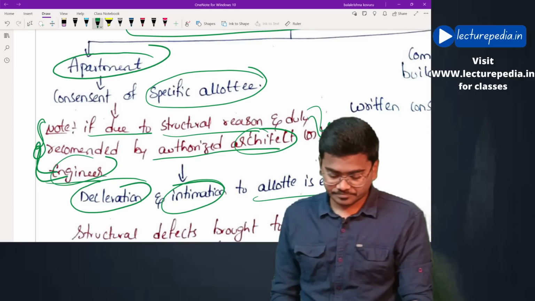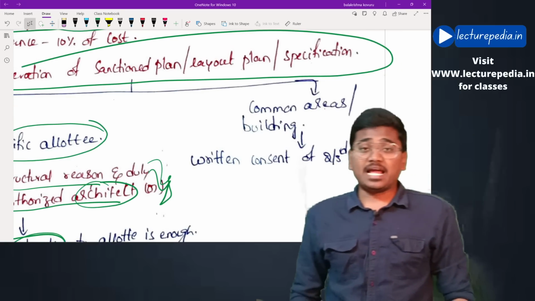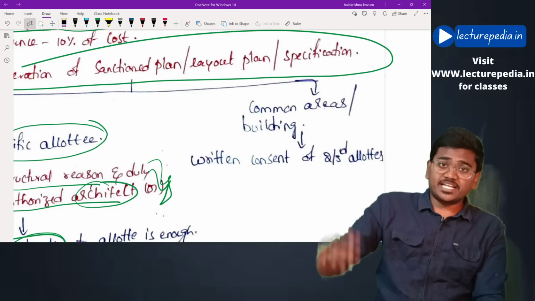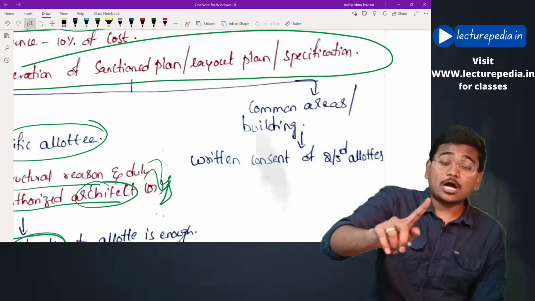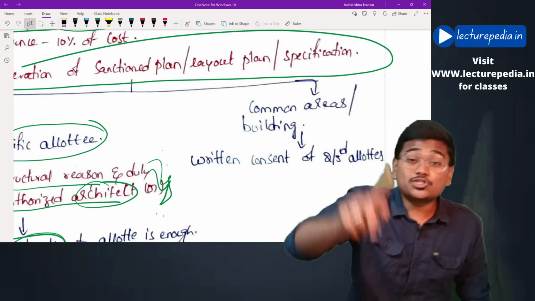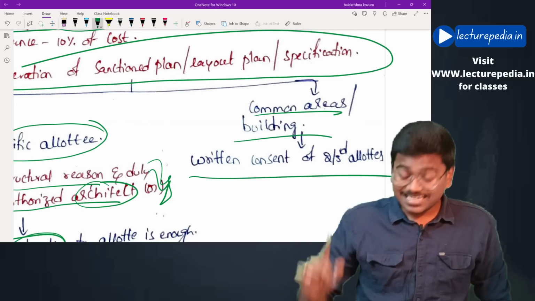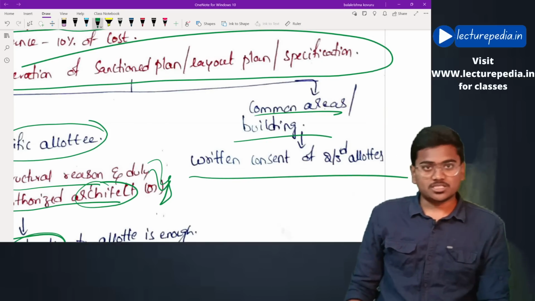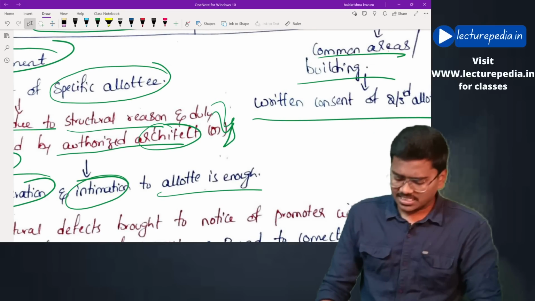Hope this is clear. Now, if the alteration of the sanctioned plan is related to common areas or the entire building itself, in that case you have to obtain consent from at least 2/3 of the allottees. Okay, see, common areas or building, written consent from at least 2/3 of the allottees. Hope this is clear. By obtaining the consent of the allottees, you can alter it.